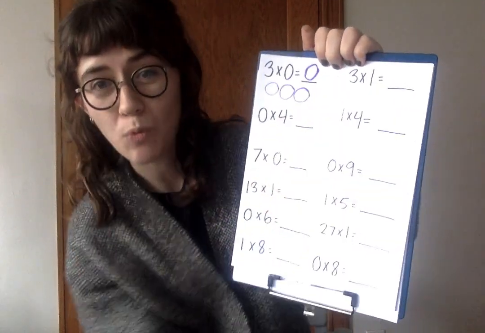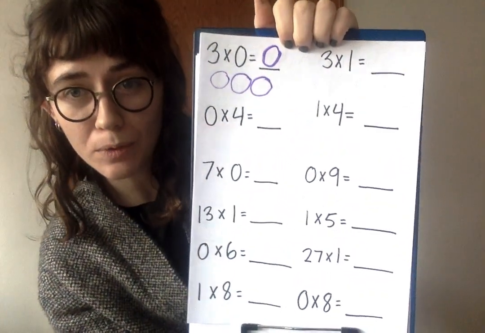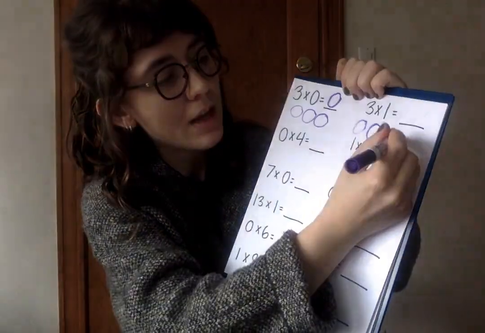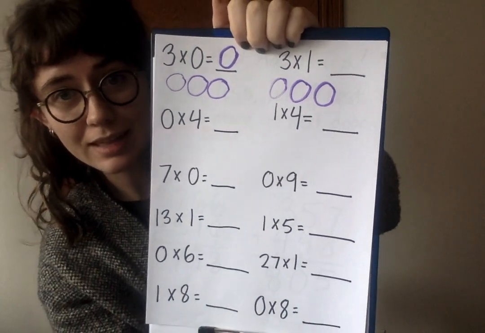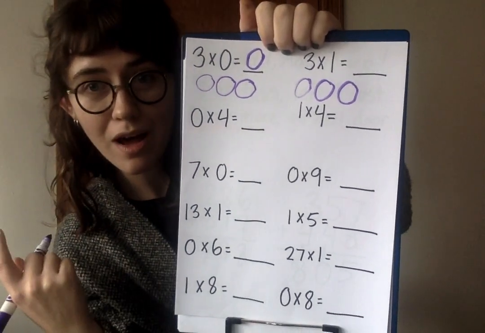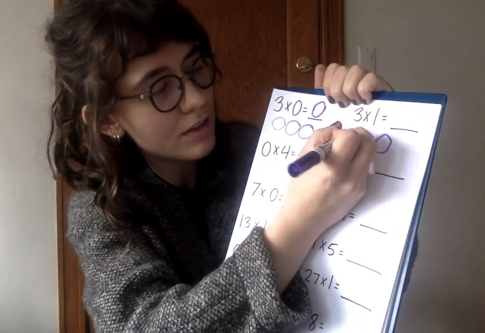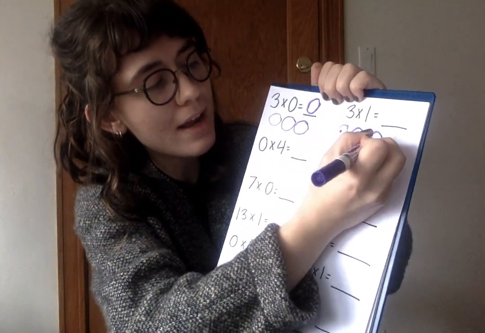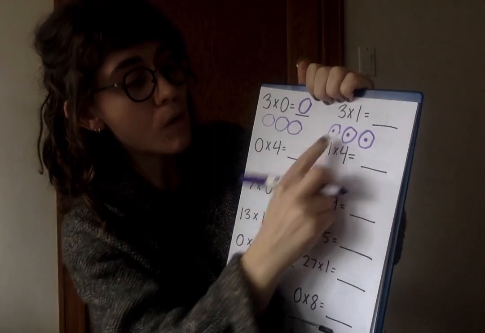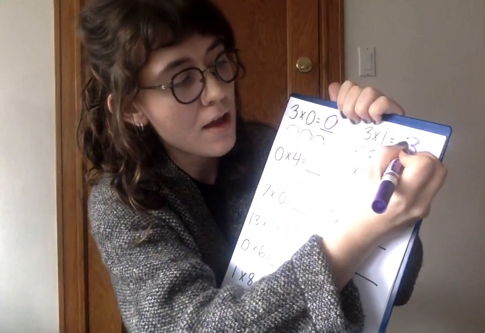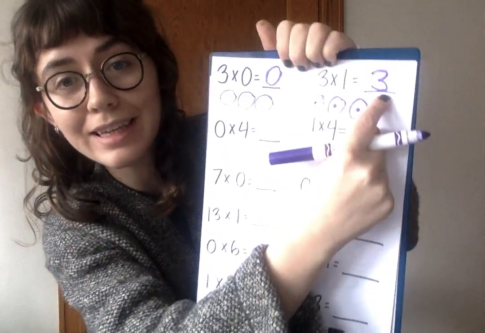Let's try 3 times 1. Same thing, 3 groups of 1, so I'm going to draw 3 groups. But this time, it says 3 groups of 1, so what do you think goes inside of each group? You got it, it's 1. So here we go, we've got 1, 1, and 1. So 1 plus 1 plus 1 is 3. So 3 times 1 is 3.